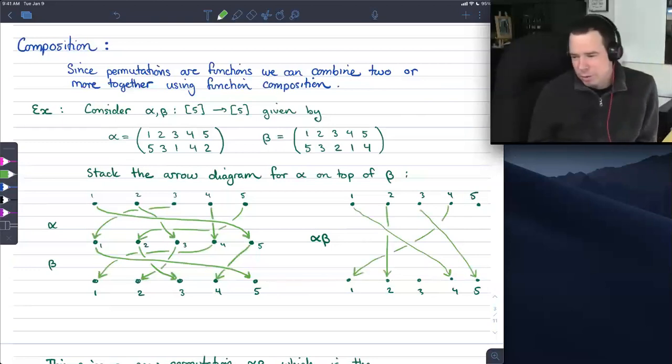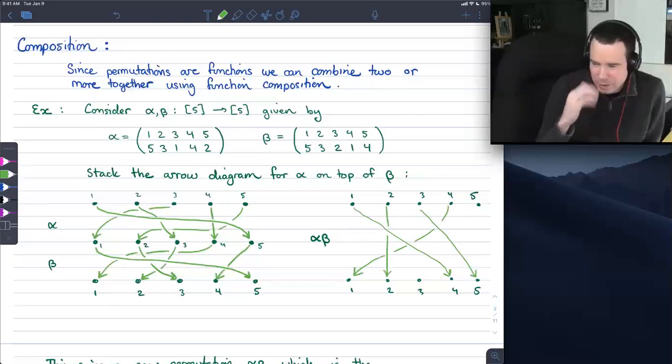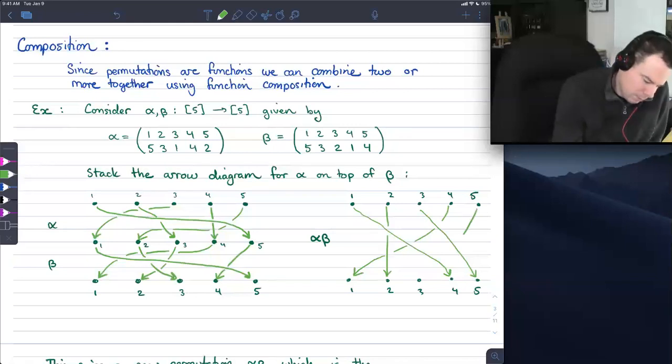And at this point, we already can see from the diagram what 5 has to go to. 5 has to go to 3 because it's a permutation, so all the numbers in the output have to get used. No two arrows can point to the same output. So 5's got to go to 3, but let's just double check to make sure we get that in the diagram on the left. So 5 goes to 2 from alpha, and then 2 goes to 3 from beta, so 5 goes to 3.